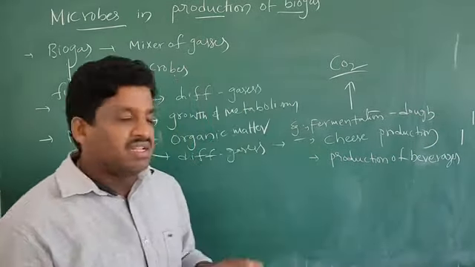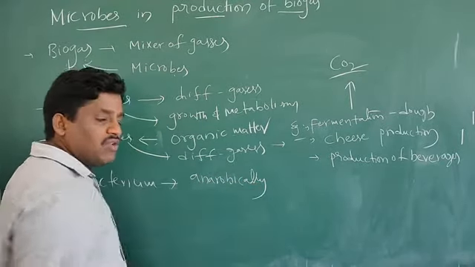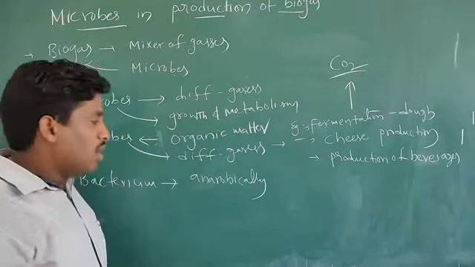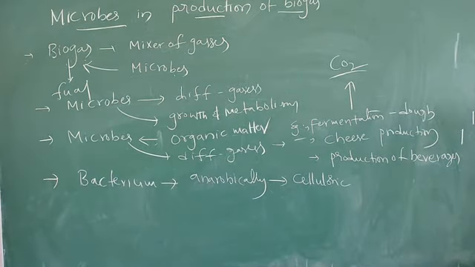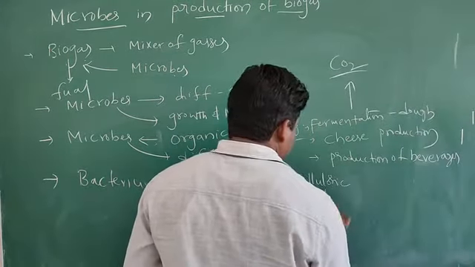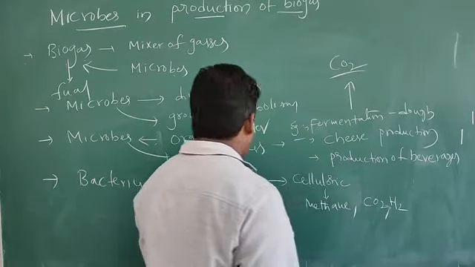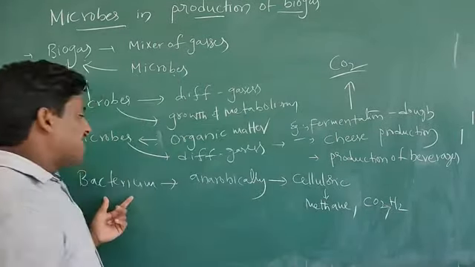Next, in the production of biogas, it is the bacteria which grow anaerobically, particularly on cellulosic material, to produce a large amount of methane, carbon dioxide and hydrogen. So the bacteria which grow anaerobically on cellulosic material produce methane, carbon dioxide and hydrogen.